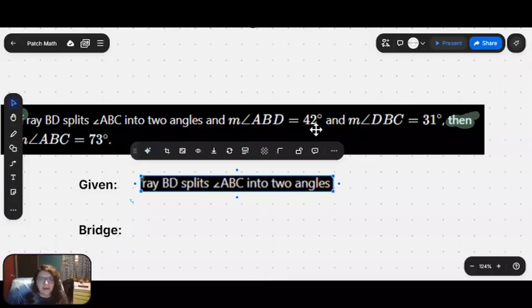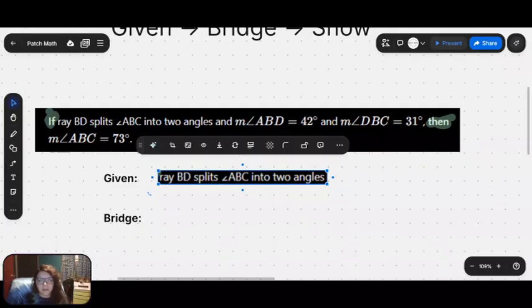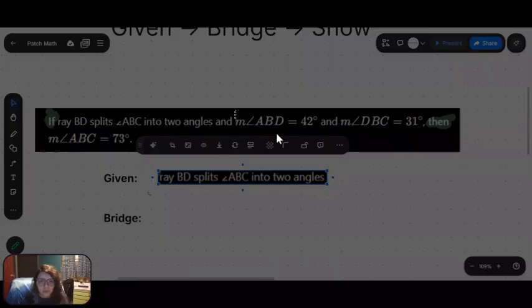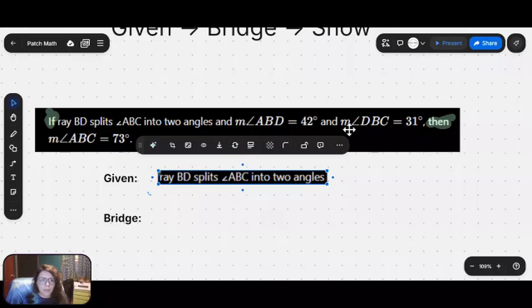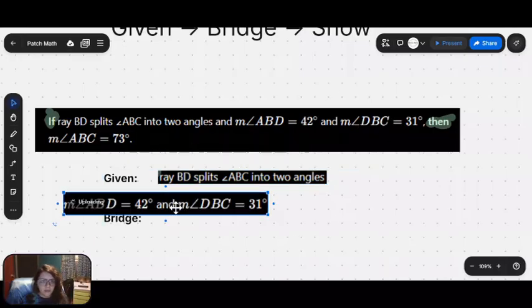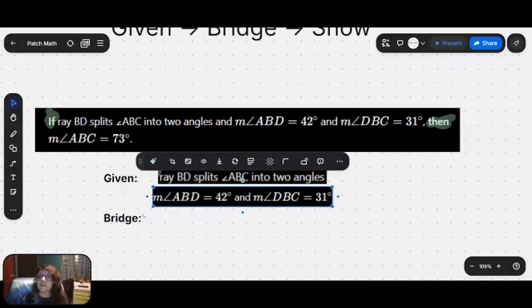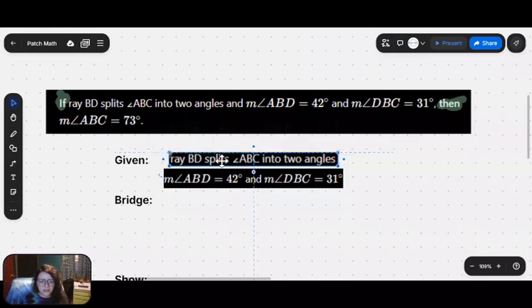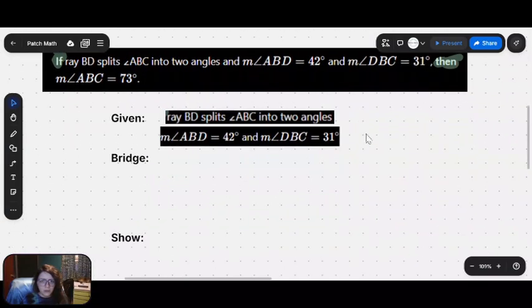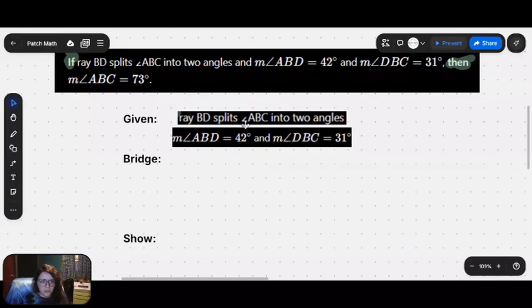Now, we were also given a little bit more information, and that is the measure of our two angles that make up ABC. These are the angle measures for those two internal angles.